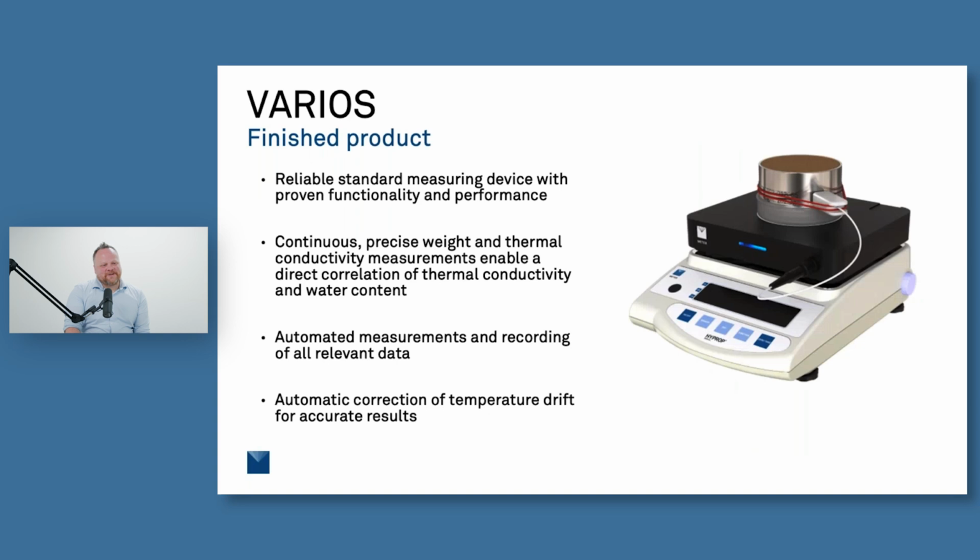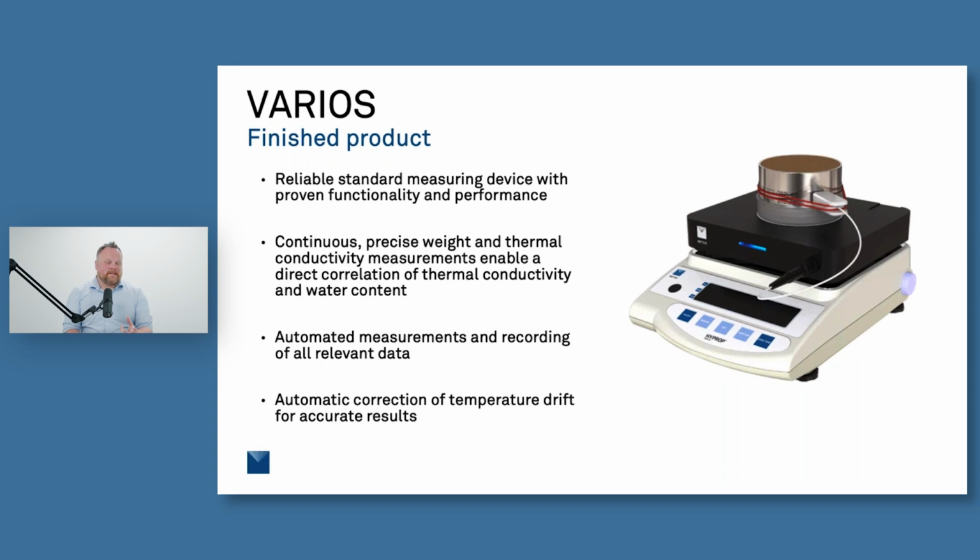So this is the finished product, the VARIOS here. The VARIOS has at the top, you can see a sample ring that's very similar to another instrument that we make called the HYPROP. So those that are familiar with the HYPROP might recognize that. It's the same 250 milliliter sample ring that you take out to a field and you collect the sample on site, or you can repack it if you have materials that don't pack very well, such as sand and things like that. You can repack it to that density that you know.